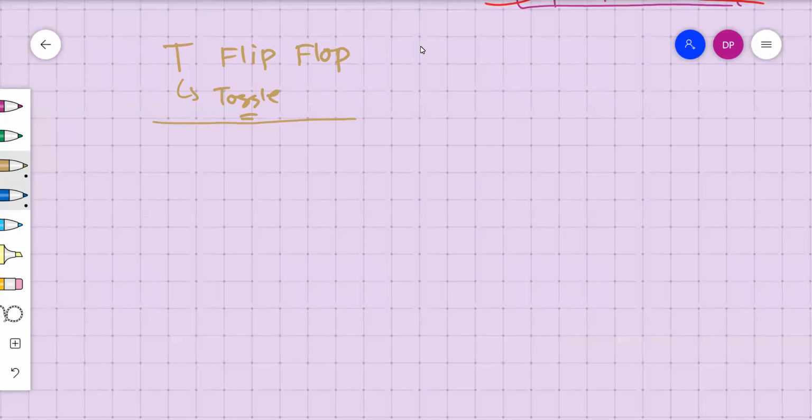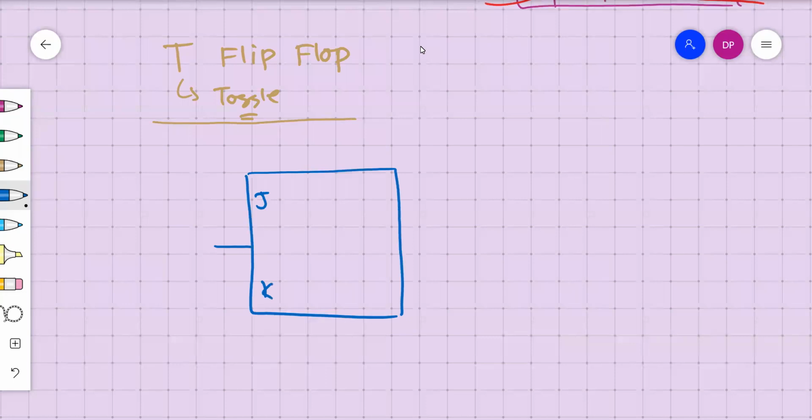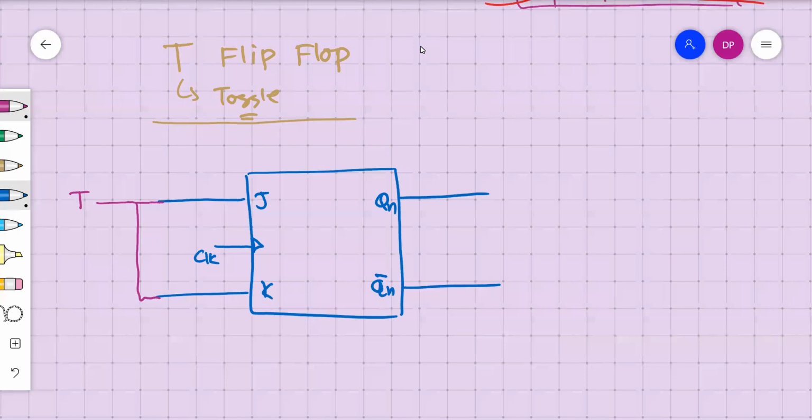So what we will do, let's say we have a JK flip flop like this. Let me write this is J and K. We have another input, let's say this is clock. We have input JK and we denote this output as Qn, and this is Qn complement. What is proposed is, let's say I name it as T and I feed the same input here. Let's see what happens.